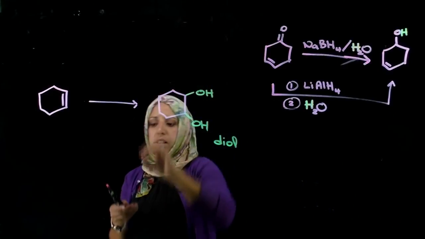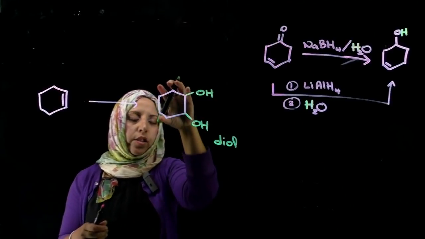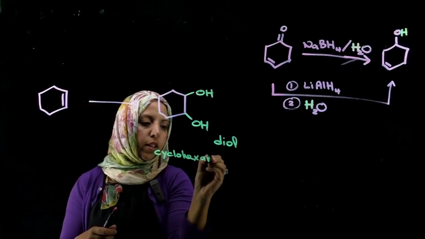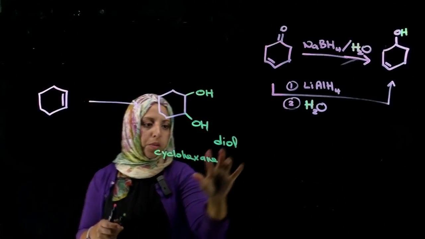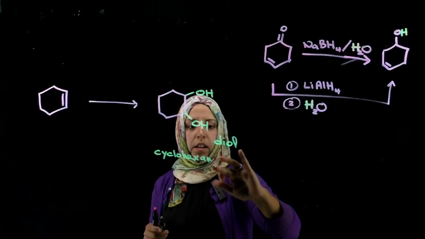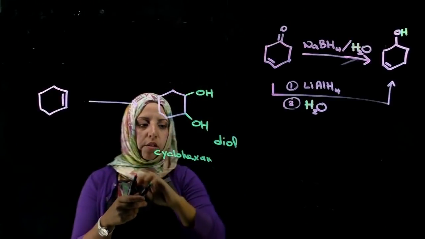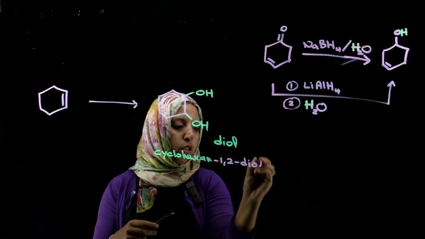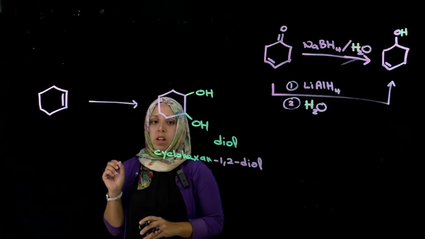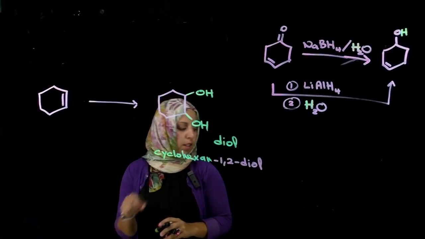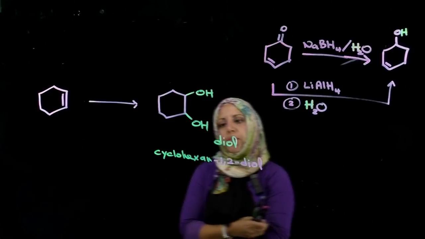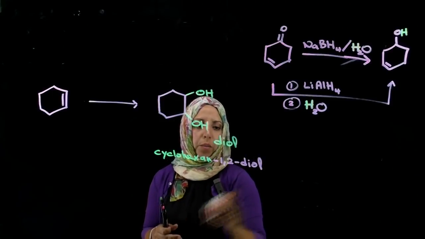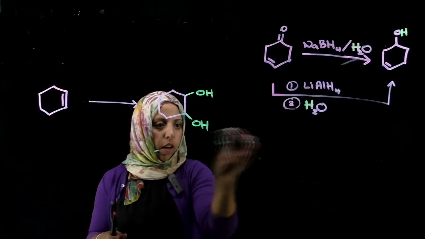So if you were to name this, let's actually do that. It's a cyclohexene. Cyclohexane, but it has an alcohol group. So what we do is we get rid of the E, and then it has 2 alcohol groups. So 1,2 diol, or 1,2-cyclohexanediol. You get rid of the E and then add di because it's 2 hydroxide and OL because it's the alcohol group.